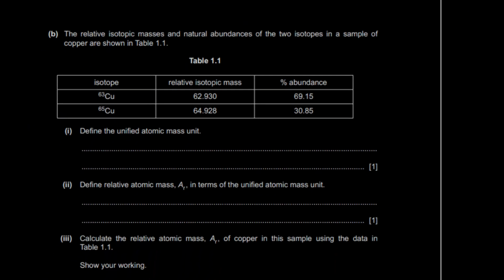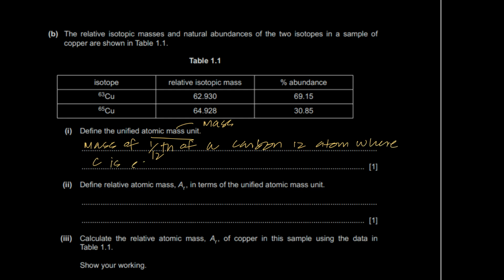Define unified atomic mass unit. What is unified atomic mass unit? It is the mass. Remember, it was just a short way of saying the mass of 1/12 of a carbon-12 atom, where carbon is exactly 12 units.